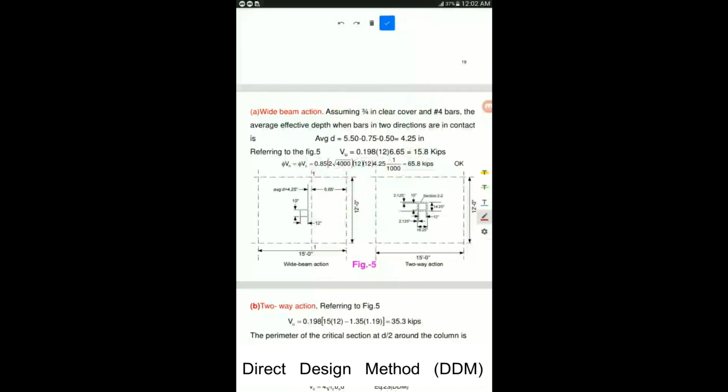Now because the shear strength is higher than the value of shear which the slab is experiencing, the check is okay.